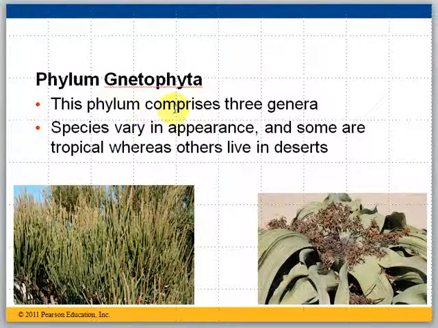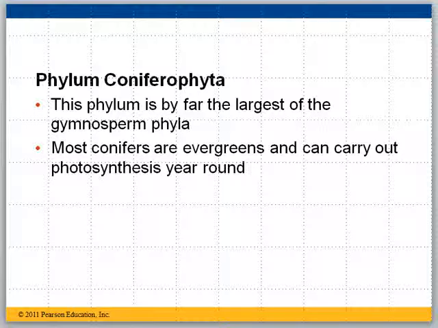Let's take a look at the fourth phylum, the one that you're probably most familiar with. That would be the conifers. The phylum Coniferophyta is by far the largest of the gymnosperm phyla. You're probably familiar with more of these than the others. These are conifers that are evergreens. A lot of them carry out photosynthesis all year long. Some of them do drop some of their leaves or needles in the fall, but many of them stay green pretty much throughout the year.